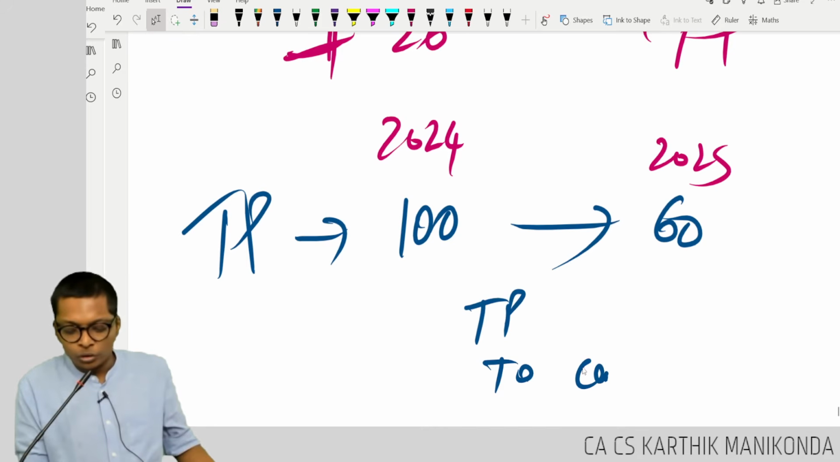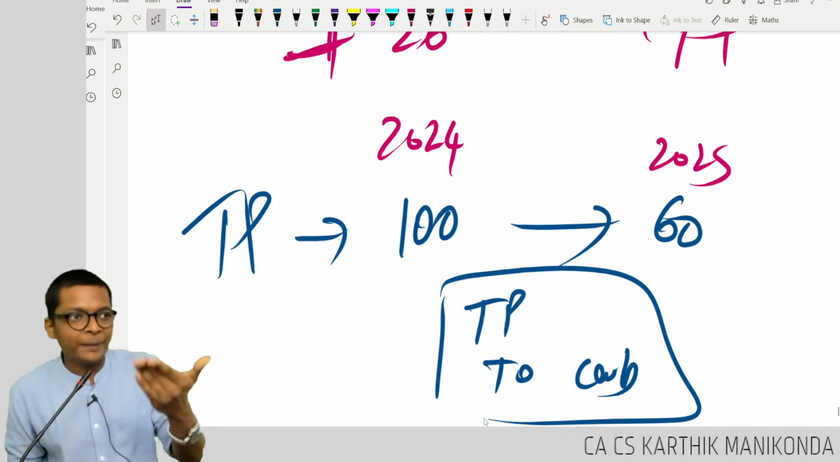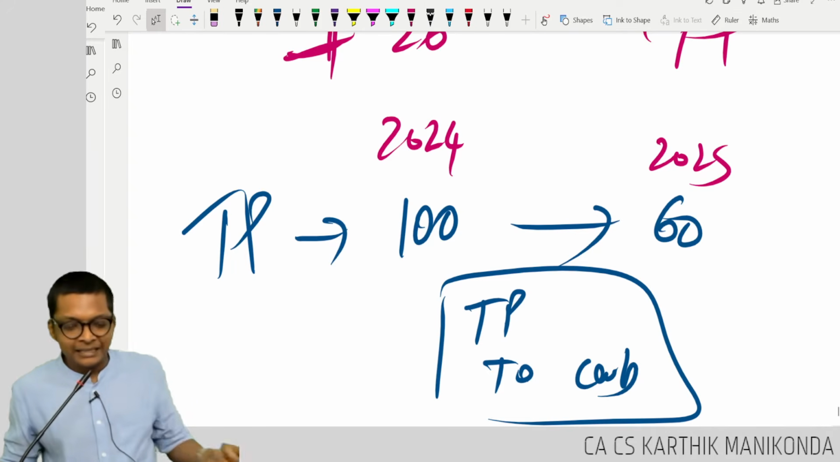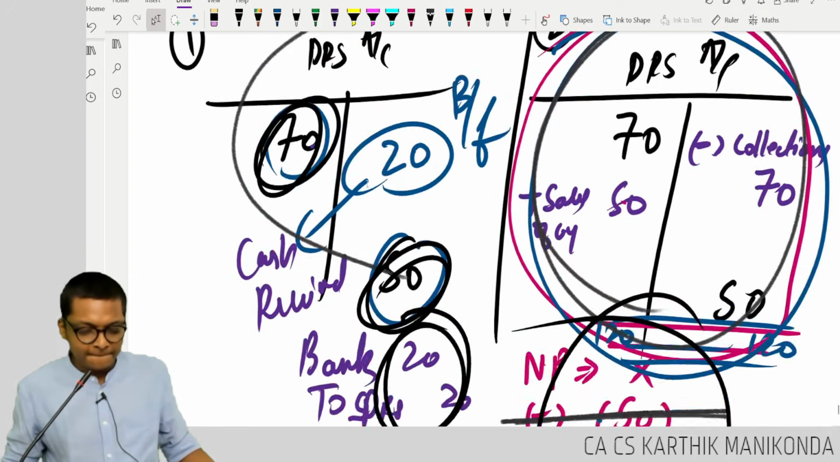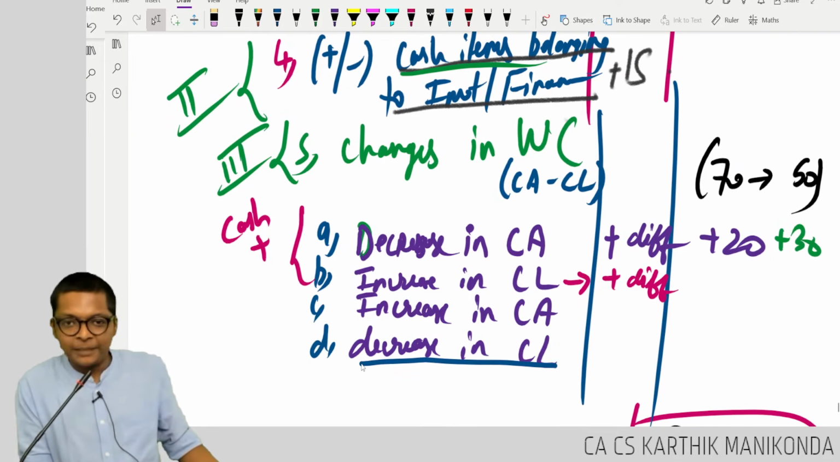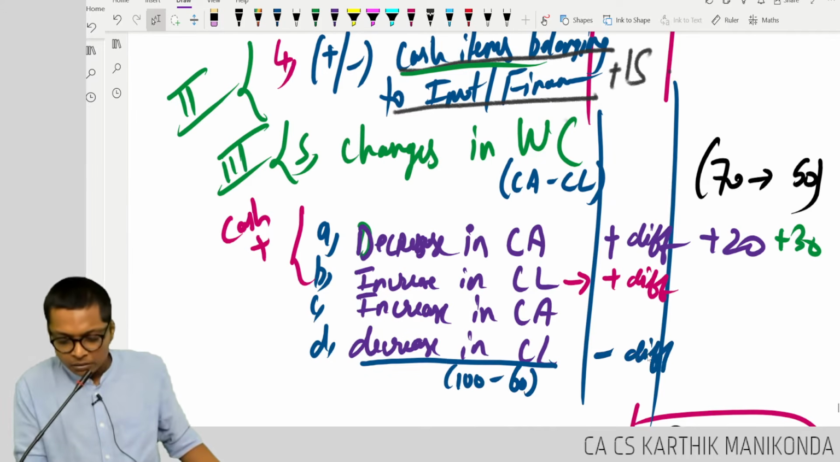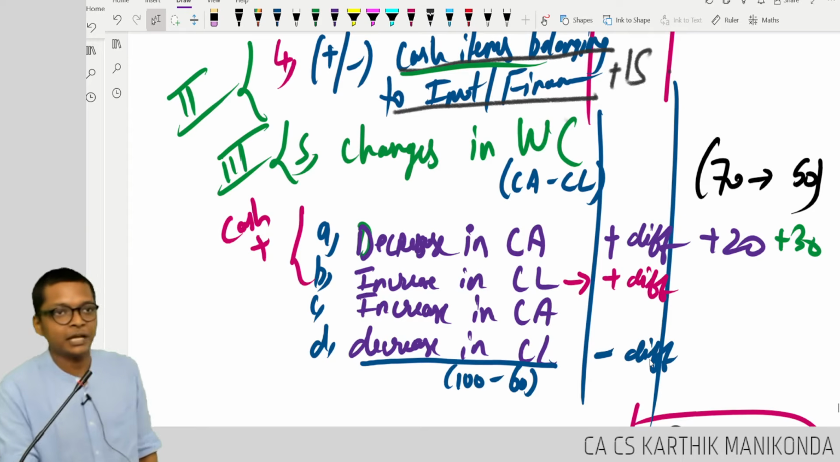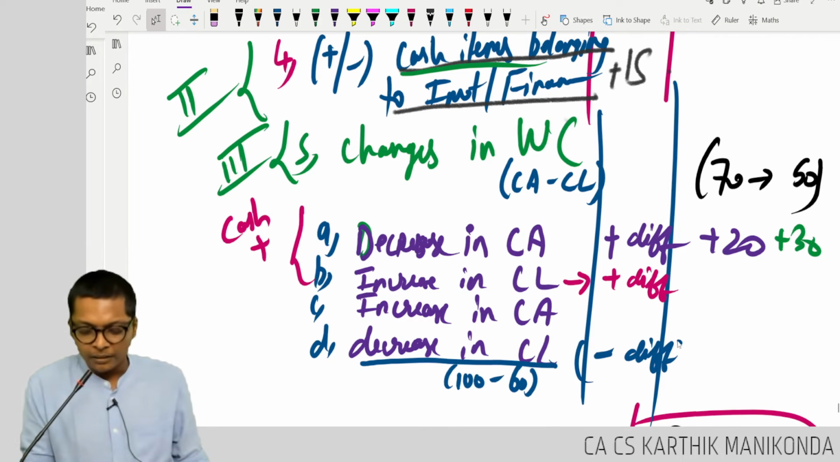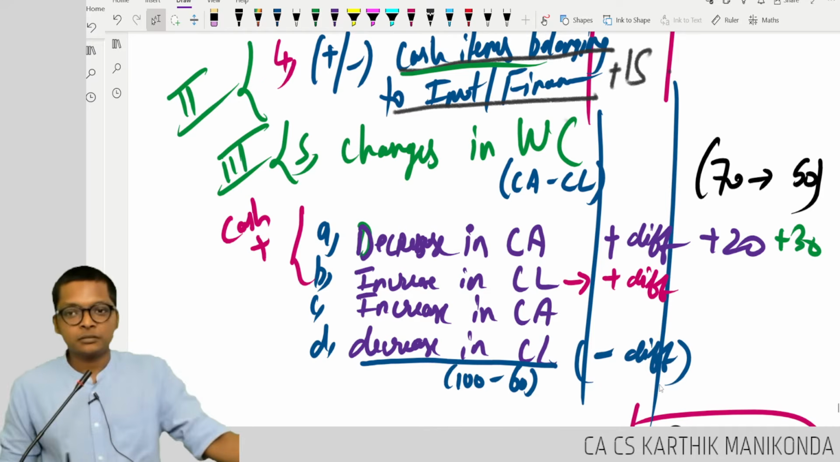Trade payables to cash. That means you paid money. This is the shortcut: if you paid money, cash flow will reduce. So I will come here and write, decrease in current liability. Correct? 100 became, in our example, 60. So the difference should be minus the difference. Are you following, guys? Difference will come in bracket.